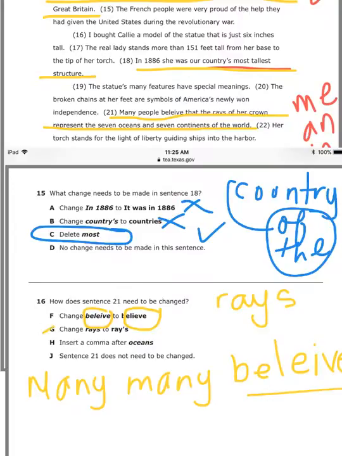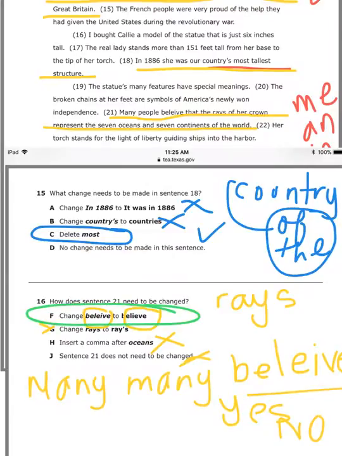So no. Insert a comma after oceans. Okay. The 7 oceans and 7 continents of the world, they cannot be separated. The rule is yes, yes, no, no. Okay, no complete idea, no comma. 7 continents of the world is not a complete idea, so it doesn't have a comma. Okay? Sentence 21 does not need to be changed. Of course it does. We found our answer. There you go.